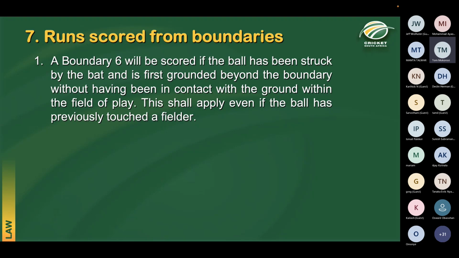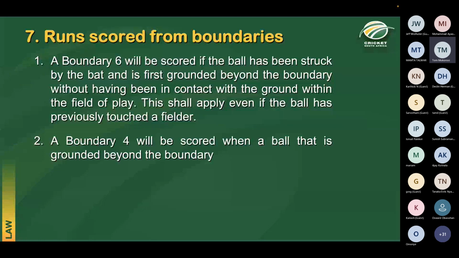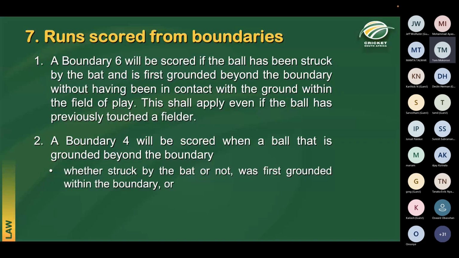A boundary 6 will be scored if the ball has been struck by the bat and is first grounded beyond the boundary without having been in contact with the ground. This shall apply even if the ball has previously touched a fielder. A boundary 4 will be scored when a ball that is grounded beyond the boundary, whether struck by the bat or not, was first grounded within the boundary or has not been struck by the bat. So, quite important in the definition of a boundary 6 is that the ball has been struck by the bat.